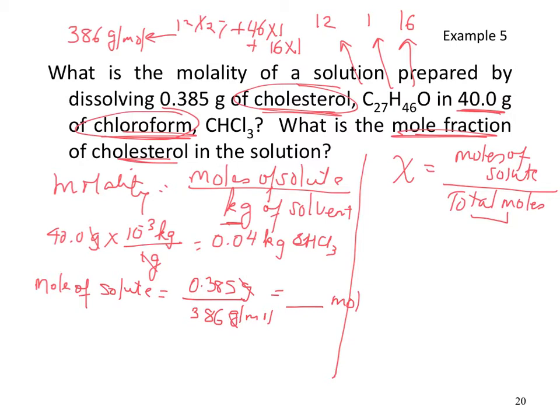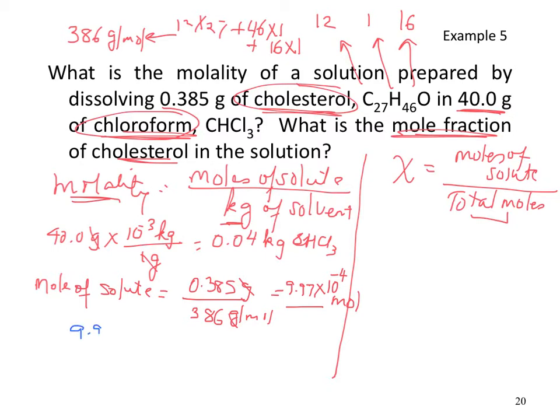So 0.385 divided by 386 comes out to be 9.97 times 10 to the power of negative 4. So all you got to do now is plug in those numbers in the definition of molality. So that's the final step.